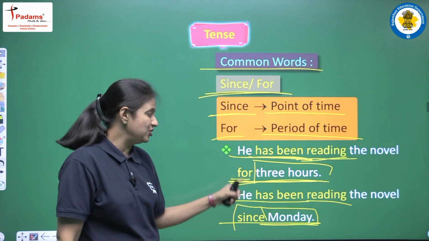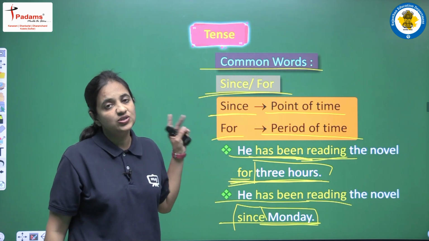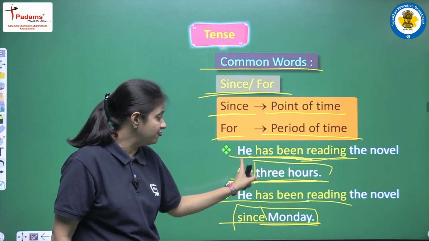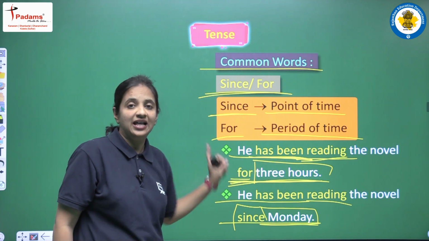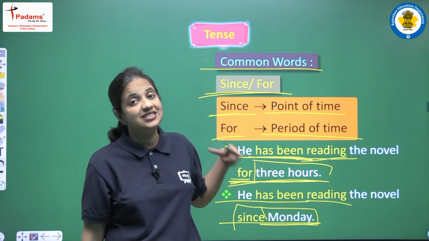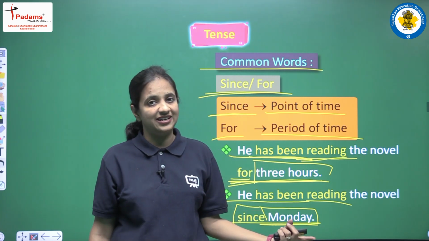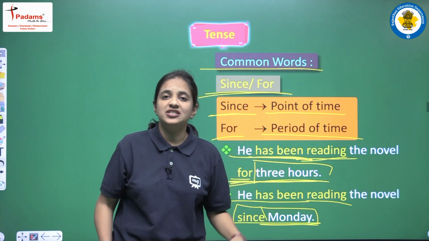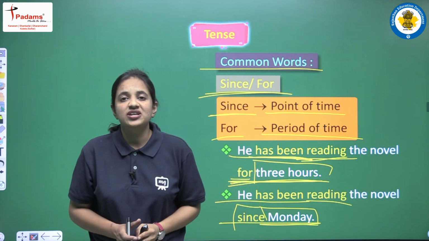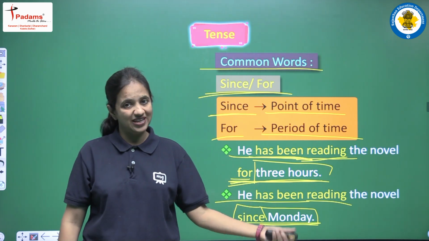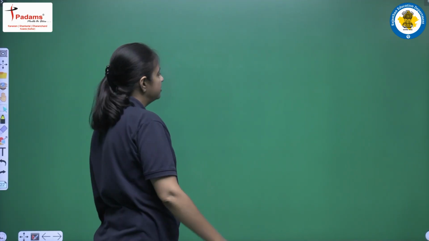And yes, we have seen two sentences here with since and for. For is there with a period of time, and since is there when we have the point of time, or the exact time, in the sentence. So these are the two words, since and for, that come in sentences in the present perfect continuous tense. Okay, so let's see some sentences.